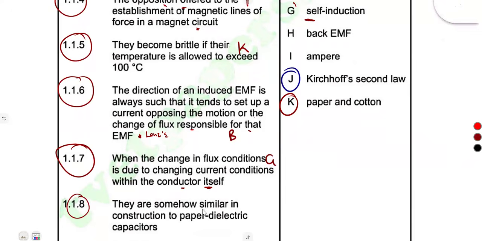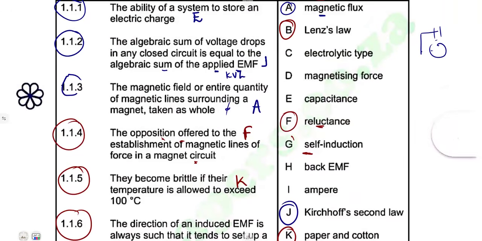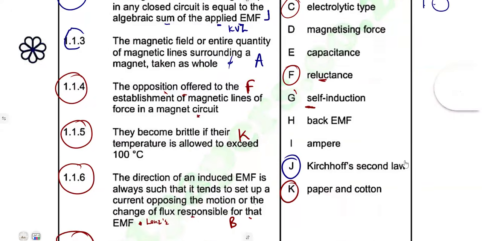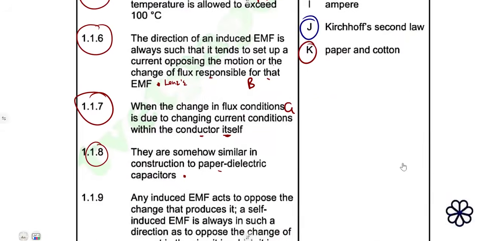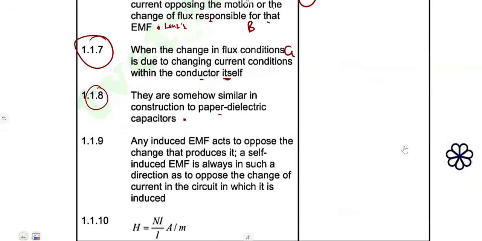And they are somehow similar in construction to paper dielectric capacitors. Which capacitors do we talk about? Electrolytic is similar to that. So that is the one that we are given only here. So sometimes even if you do not know the answers, we are talking about capacitors, and this is the only type of capacitor that we have, electrolytic type.